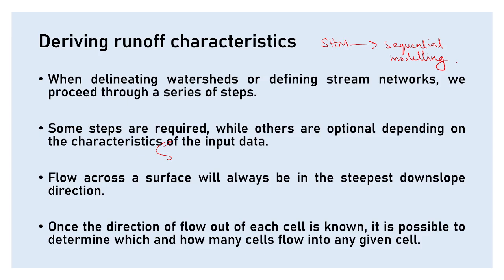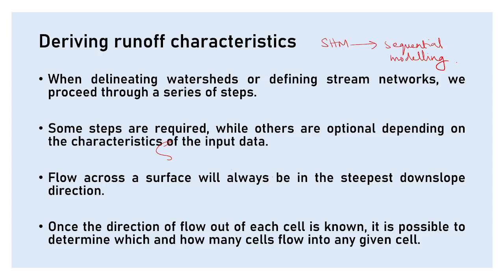Another thing that you have to keep in mind is that the flow across a surface will always be in the steepest downslope direction. That is something we observe on a daily basis when you see a river flow, or even when you just pour water on the ground, you can see that it moves in the steepest downslope direction. Once the direction of flow out of each cell is known, it is possible to determine which and how many cells flow into any given cell.